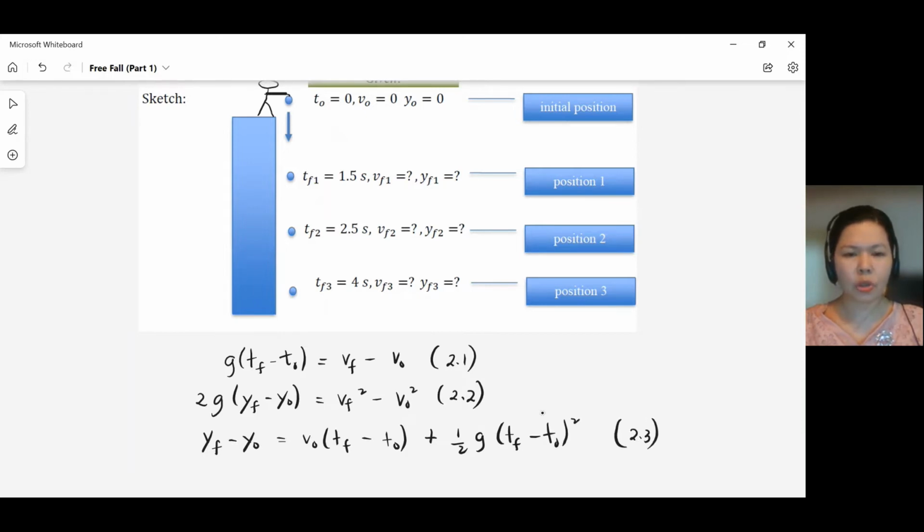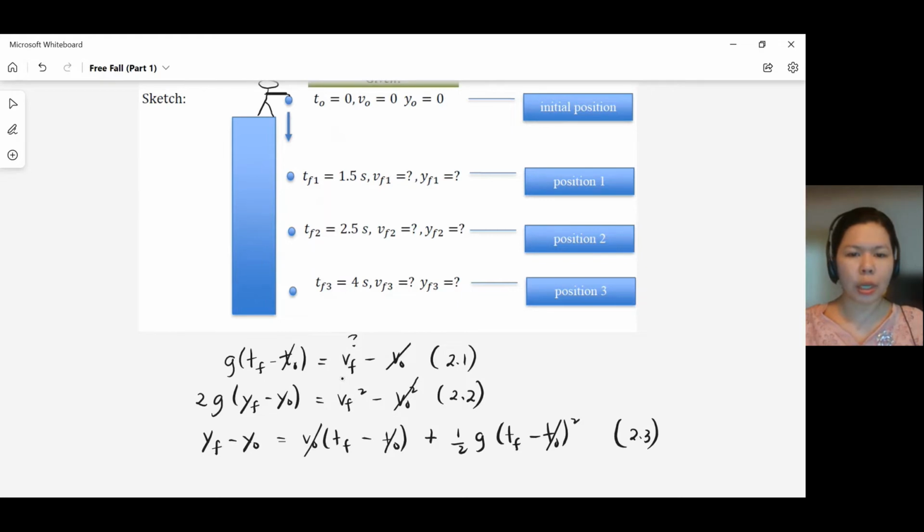This is 2.3. Dropping now all the zeros, in the derivation of free fall, t naught is equal to 0. And here in our problem, v naught is also 0 because this is dropped without effort. So v initial is 0 in 2.2 and in 2.3. Notice in 2.3, since v initial is 0, our first term is now 0. So in equation 2.3, we only have one term on the right, the second term. For the unknowns, we are looking for the v final for all the positions 1, 2, 3.